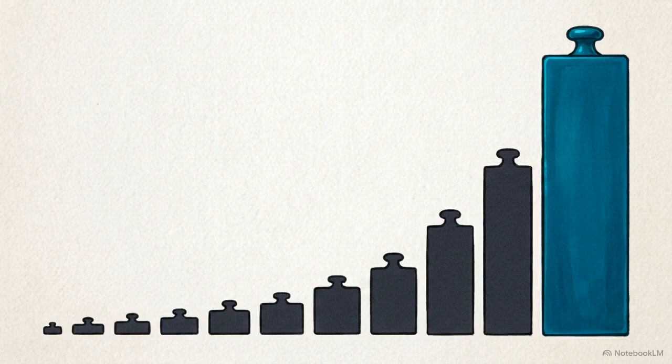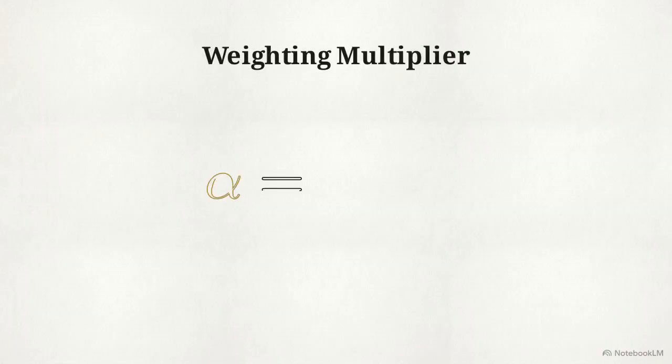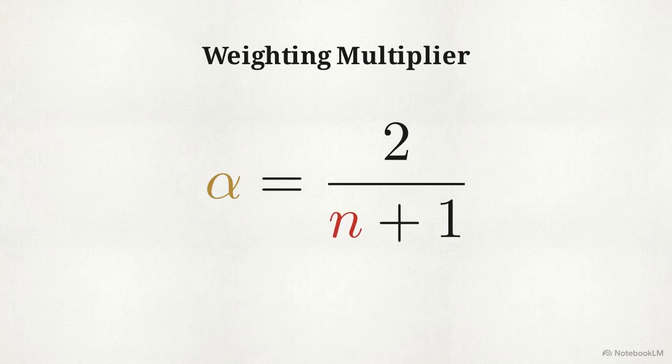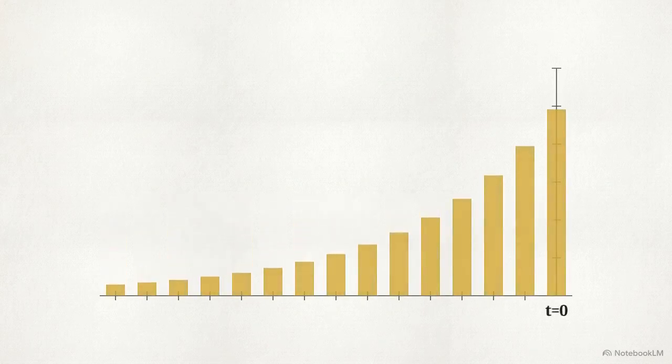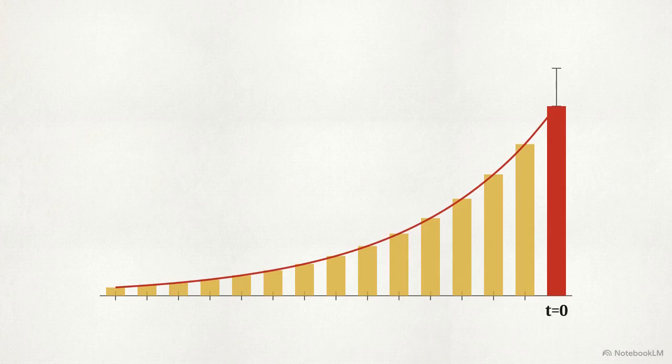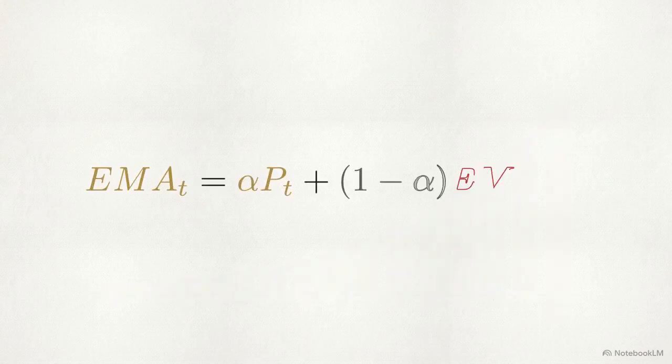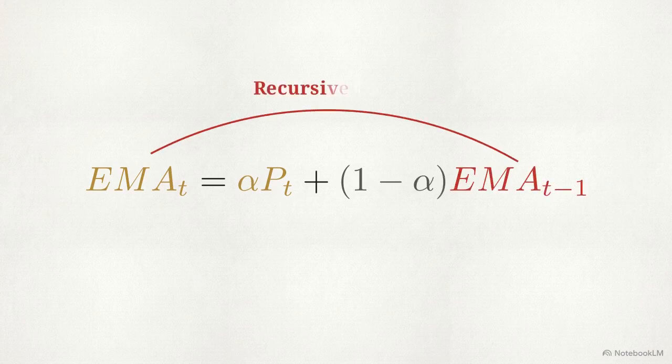To fix the lag, we stop treating all historical data equally and assign mathematical priority to recency. This requires a weighting multiplier, designated as alpha. We calculate alpha by taking 2 and dividing it by our look-back window, n plus 1. This multiplier replaces the equal distribution with an exponentially decaying curve of importance. The data at T0 receives the heaviest weight, while the significance of past data asymptotically shrinks toward 0.